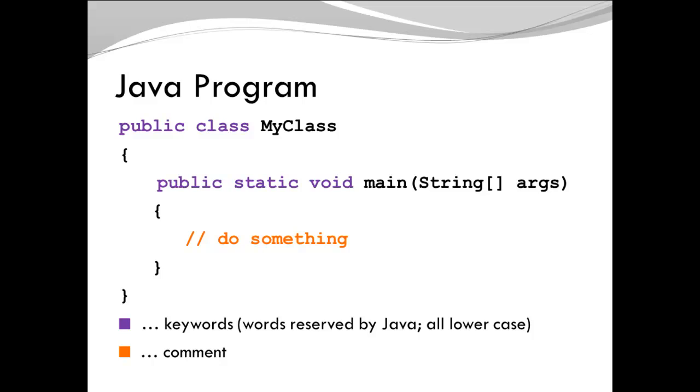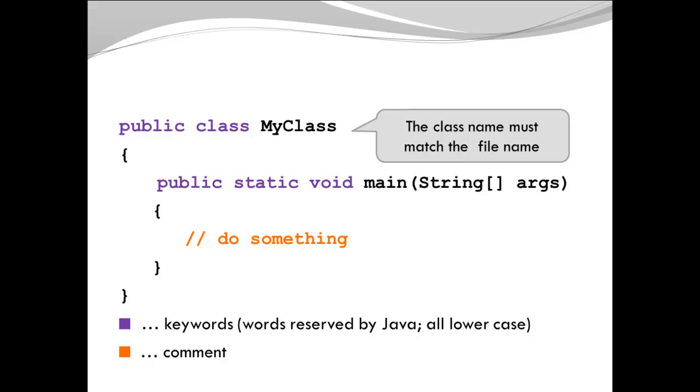Here is an example of a Java class. You can see my class is the class name. In Java, the class name has to match the file name if you have a public class. This means if my class is called MyClass, it needs to be declared in a file MyClass.java.